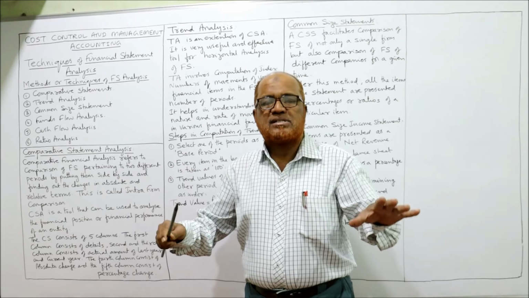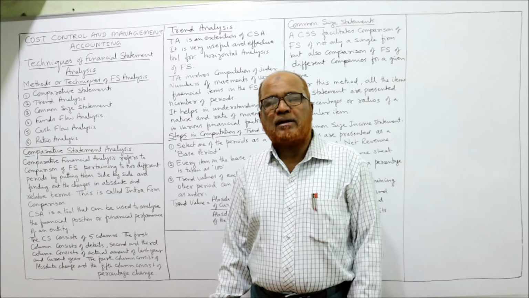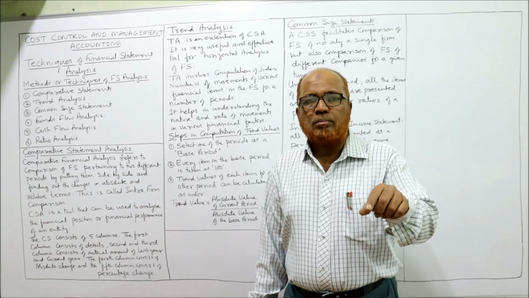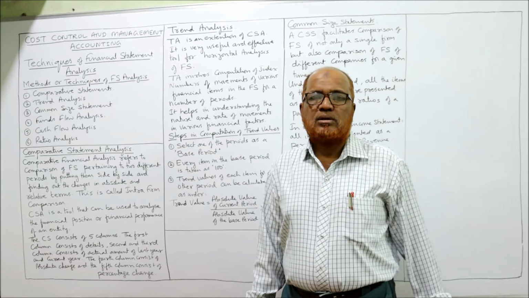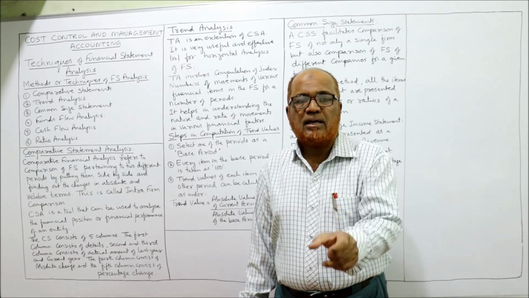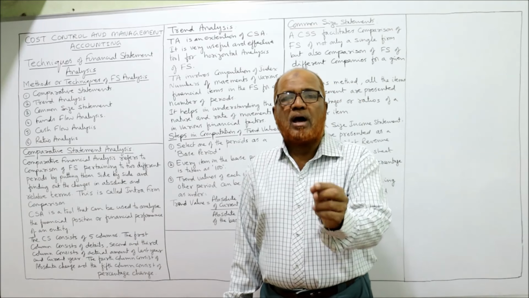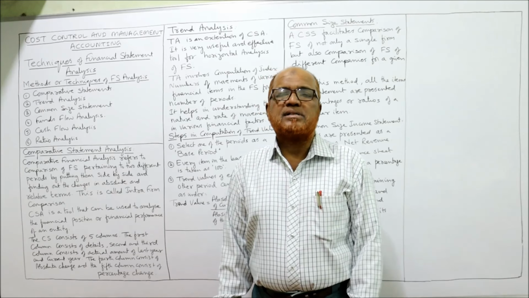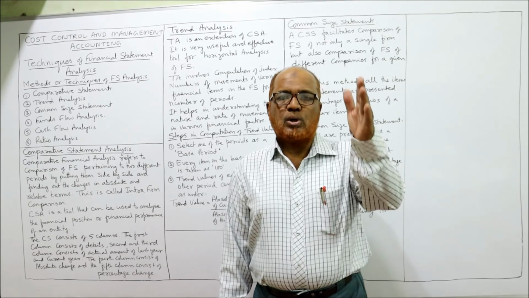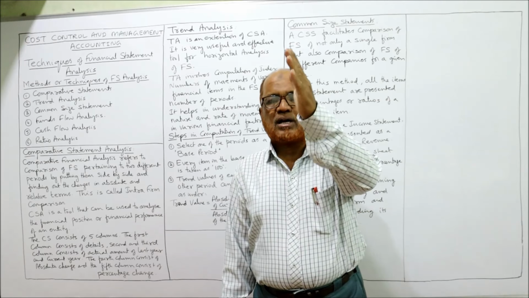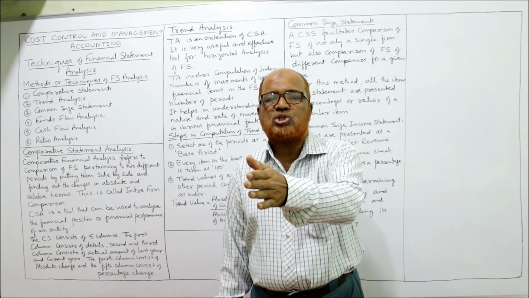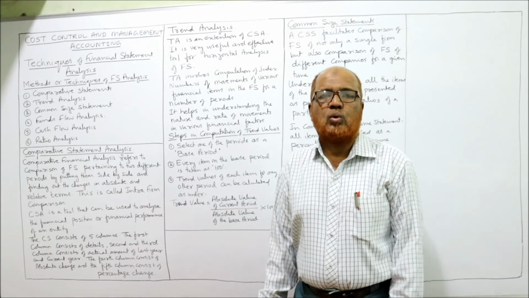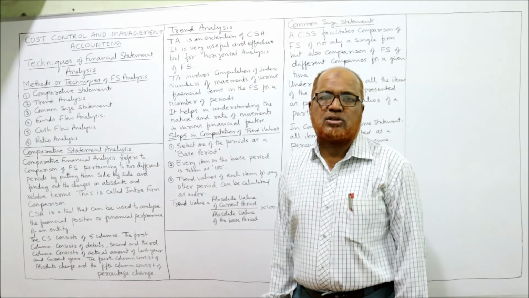Now, comparative statement consists of five columns. The first column, particulars. Second column, last year amounts. Third column, current year's amounts. Fourth column, absolute change. And the last, fifth column, percentage change. So particulars, last year amount, current year amount, absolute change and percentage change. These are the five columns we are going to open for comparative statement.